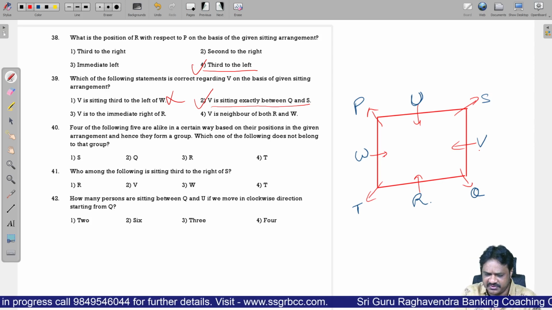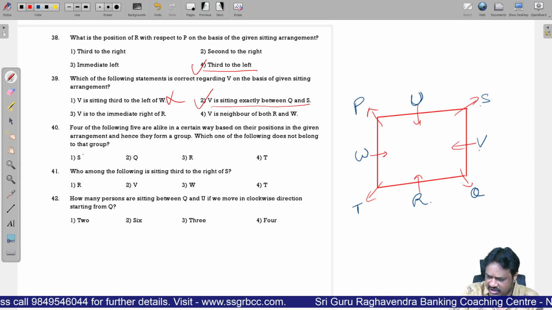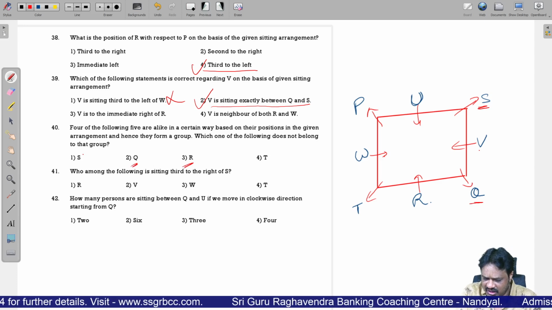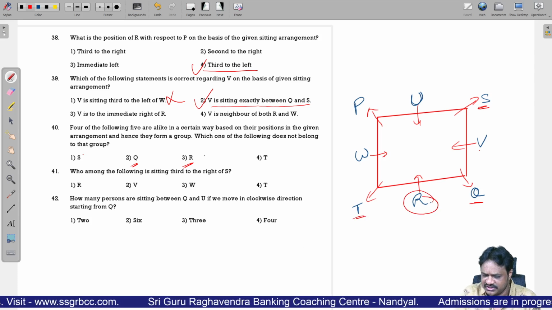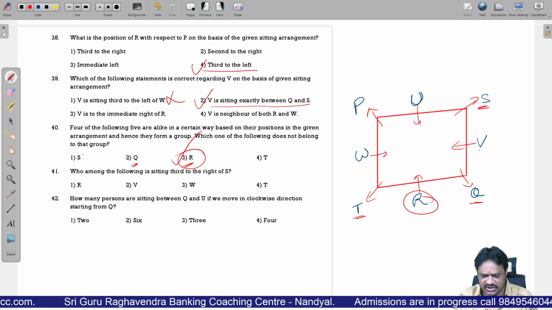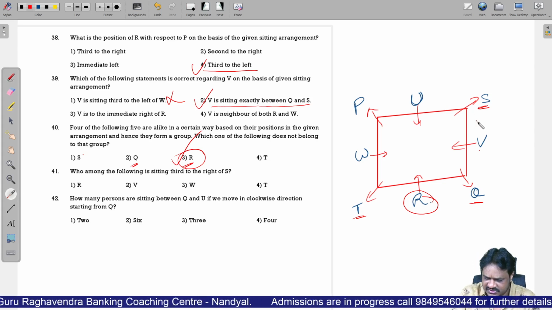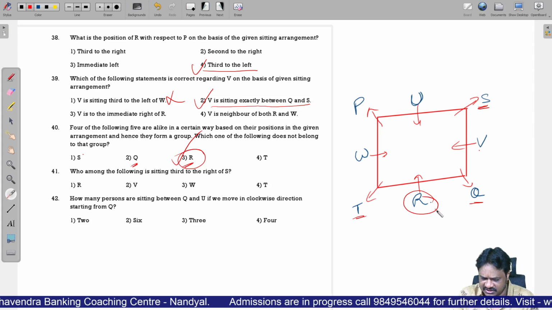If you see this one, yes, it is in the corner. Q, it is also in the corner. R, it is in the middle. T is in the corner. So except R, all are in the corner. So R is the odd one out. Who is sitting third to the right of S? So this is S, first, second, third. The person is R.